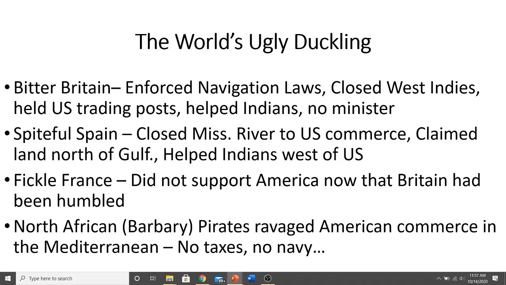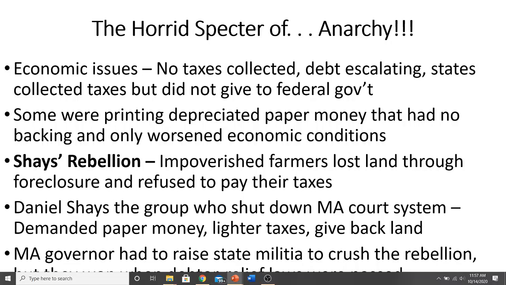So our international trade is also being beset by challenges, not only by the British, but pirates as well. So a lot of struggles internationally, and then we also have struggles domestically. With the economic issues that we were facing, no taxes being collected, debt escalating, states decided that they would collect taxes but wouldn't give it to the federal government to help support the federal government because they themselves had their own taxes. Because of these economic conditions, these states will begin foreclosing on land, on people who can't pay their taxes, and then selling it off to pay off their debts.